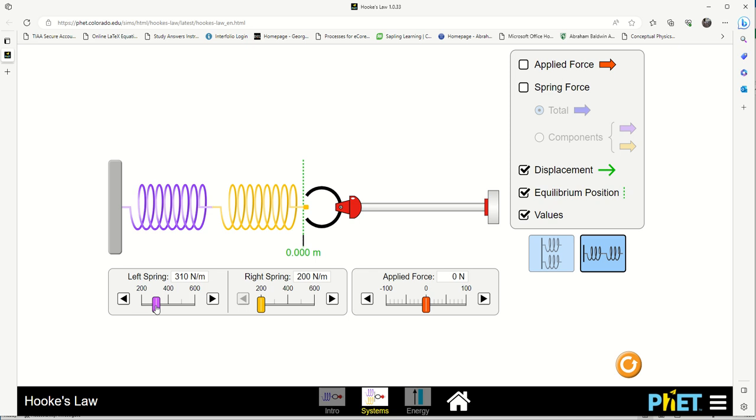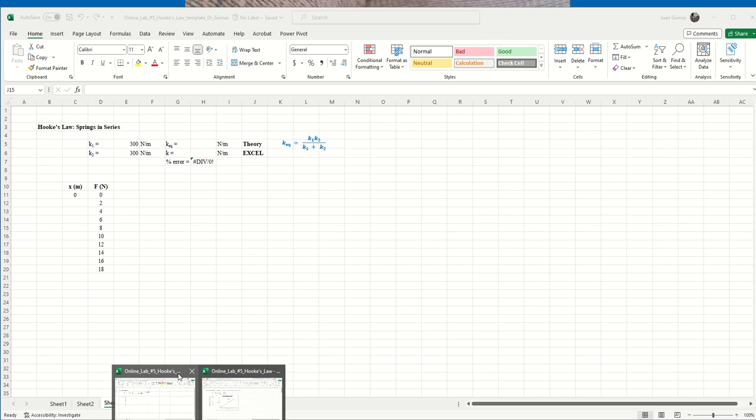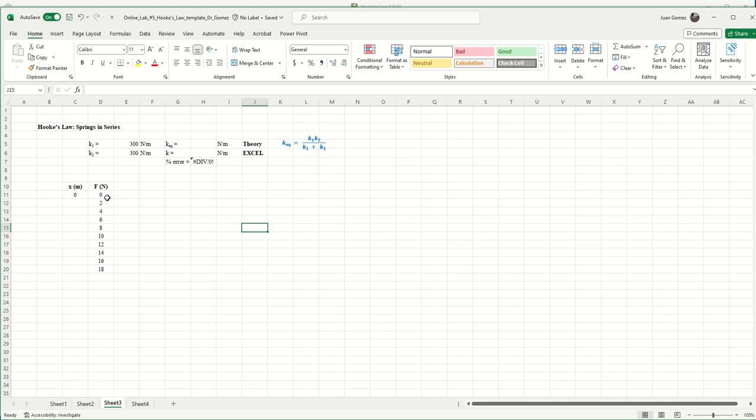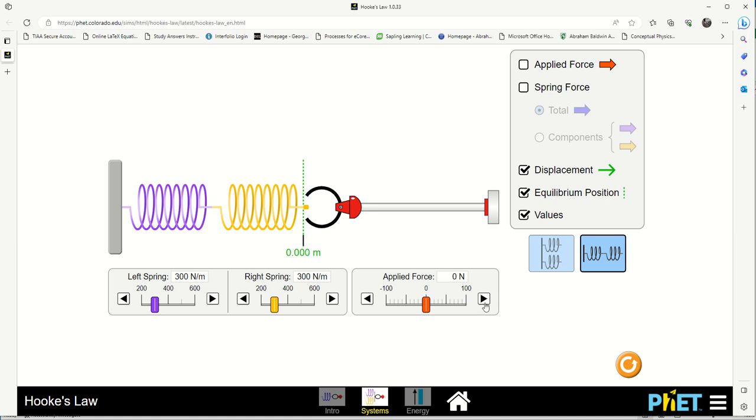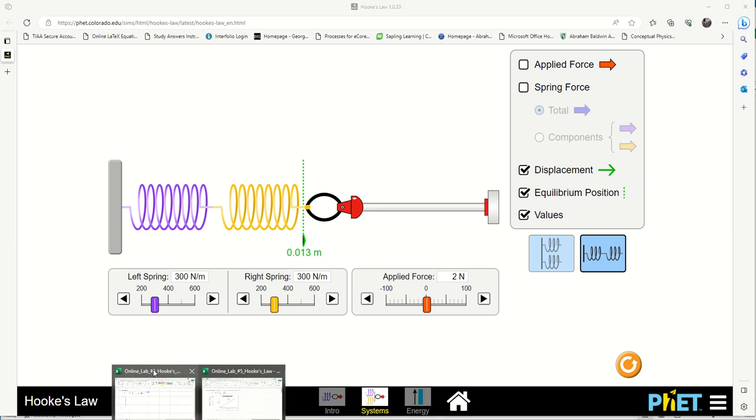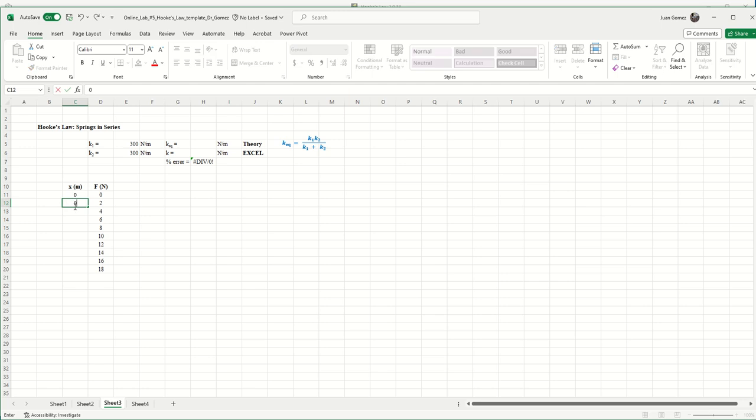I'm going to put in 300 and 300. All right, I've got parallel. Then again, notice on the spreadsheet, in sheet 3, the force is going from 0 to 18 newtons in increments of 2. So again, see, for 2 newtons, my x is 0.013 meters. Again, it's not rocket science, it's very straightforward, 0.013.